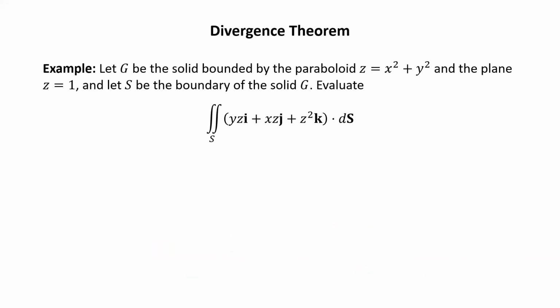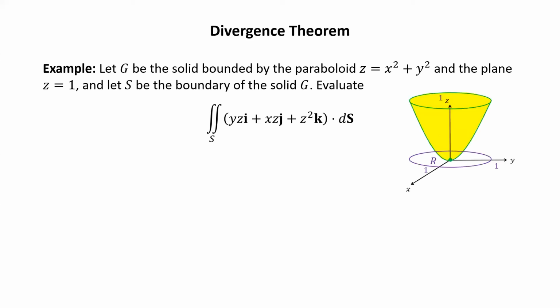One more example. Again, try this example yourself, pause the video, and when you're done, resume the video to check your answer with mine. Let G be the solid bounded by the paraboloid z equals x squared plus y squared and the plane z equals 1, and let S be the boundary of the solid G. Evaluate the surface integral over S of yz i plus xz j plus z squared k dot dS.